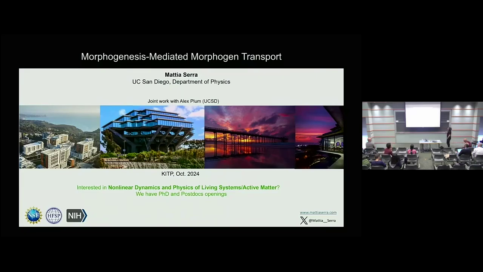Today I want to talk about a project which is called Morphogenesis-Mediated Morphogen Transport. If you don't know anything about morphogenesis or you don't care about morphogenesis, it doesn't matter, because it's going to be a general mathematical framework, and an alternative title could be Pattern Formation in Motile Environments. Okay? And this is joint work with Alex Plum, who is a PhD student in the group.